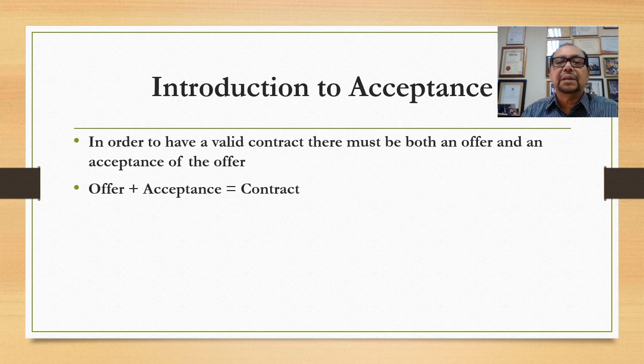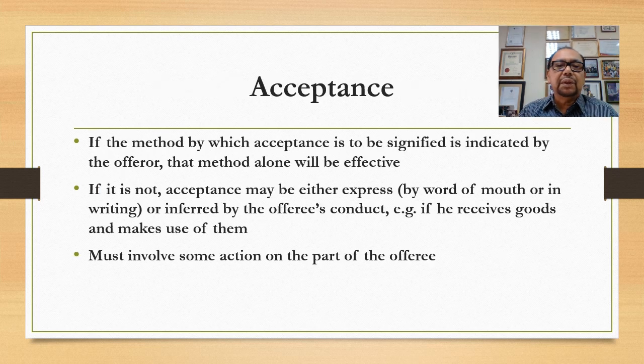But after all, we can see things get complicated: what is an offer, what is acceptance, what is a contract. But the basic thing is, a valid contract means you must have an offer, you must have acceptance. Just now we said offer plus acceptance. Let's see what acceptance means.